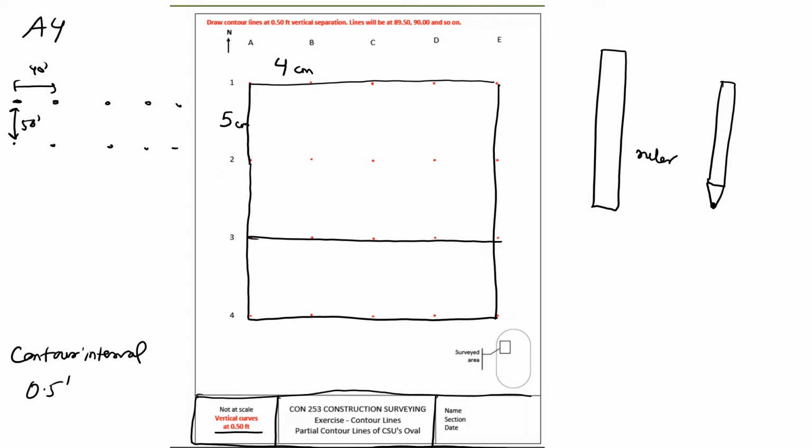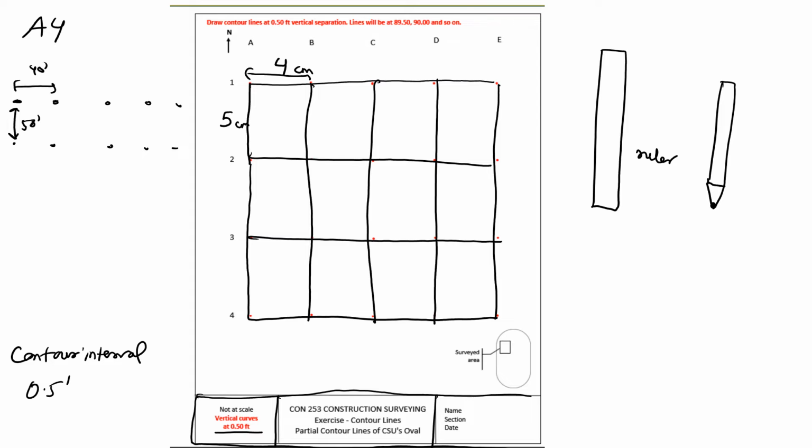So you draw the grid like this using a pencil. Like I said, this should be 4 centimeter and this should be 5 centimeter. Or if you want to use inches, then this should be 4 inch and this should be 5 inch. Since this is a 40 foot by 50 foot grid, the length and breadth should be in the ratio of 4:5. Make sure you draw the grid like this, and make sure your work is neat. You have to become an artist. And this is how you draw the grid.